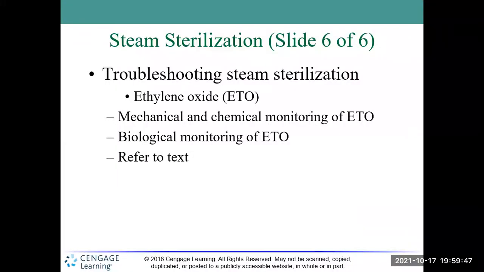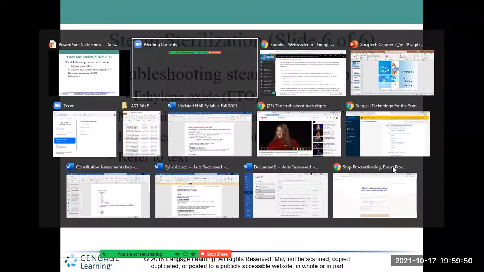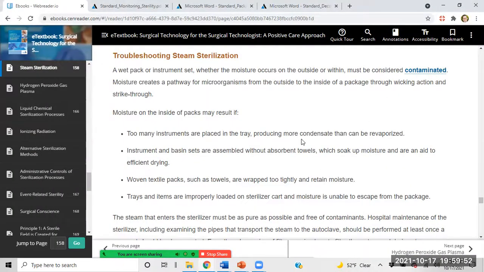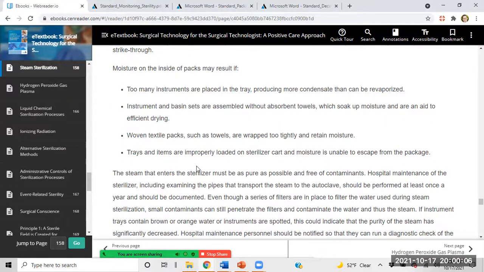So the next topic I wanted us to look at was troubleshooting, okay? As you read through your book, you're going to see that if there is moisture on the inside of the pack, that could be because there were too many instruments placed in the tray. It could also mean that there were not absorptive towels, which soak up the extra moisture. Things wrapped in towels could be wrapped too tightly, so they're not allowed to breathe that moisture out.